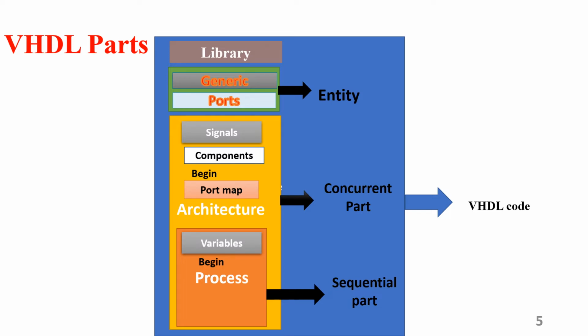The architecture contains the declaration of signals, components, port map, and process as well. The process includes variables and the process part that works by clock timing. We also call the yellow part of the architecture the concurrent part, and the process portion is the sequential part. We will learn each part of VHDL code in the next slides.